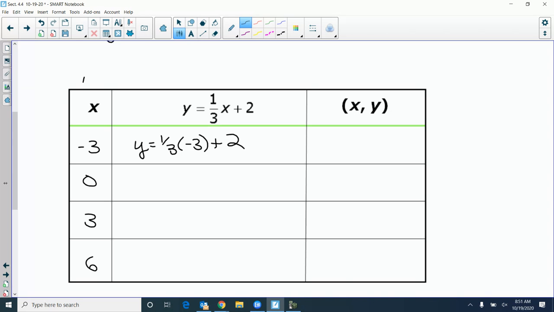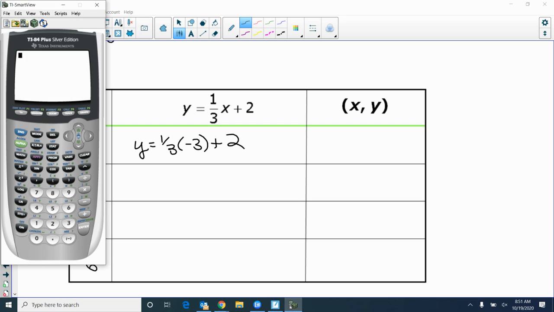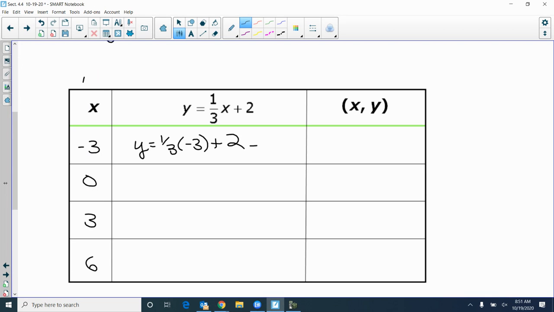And so do you need to use your calculator? And I got 1/3, which you can write as 1 divided by 3 times negative 3 plus 2. So I got 1. Now we're picking these x values that are nice so that we get back whole numbers. Because if you just randomly pick some things, you might end up with fractions.